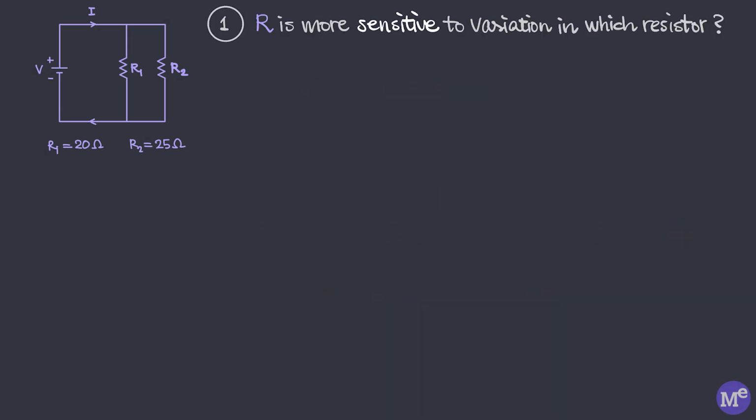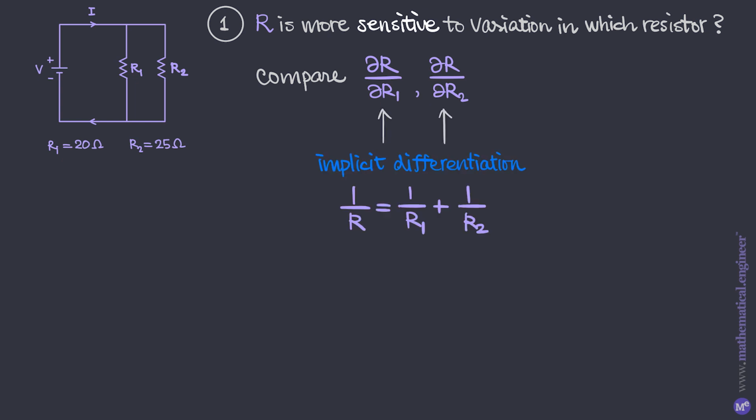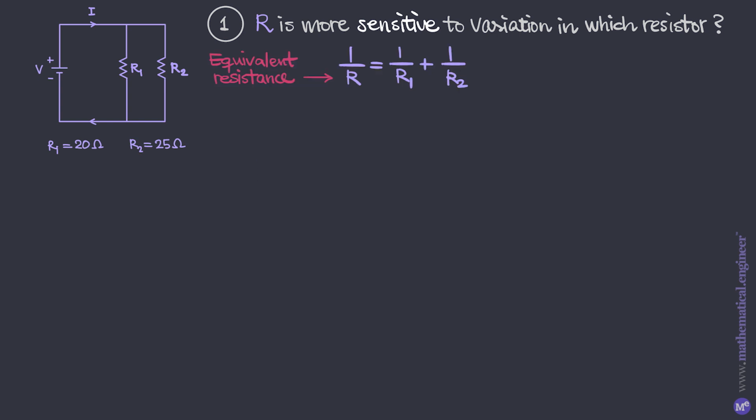To answer the first question, we may compare the two partials of R with respect to R1 and R2. We can compute the two partials using implicit differentiation, since we have an equation that defines R implicitly as a function of R1 and R2. Or we can deduce the two partials from the total differential of R. The two approaches involve pretty much the same amount of work, but we'll go for the second one. As a heads up, this is because we will use the total differential of R to help us answer the second question. So let's get started with the relation of R with R1 and R2.